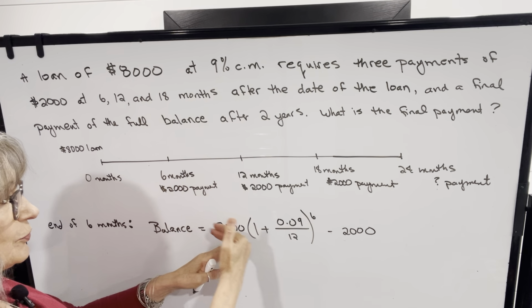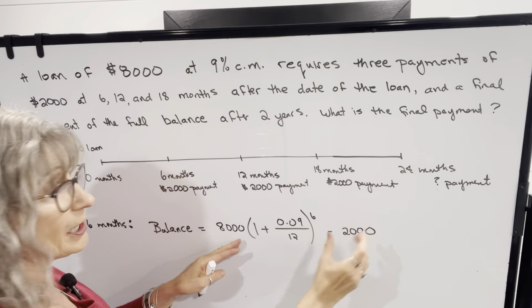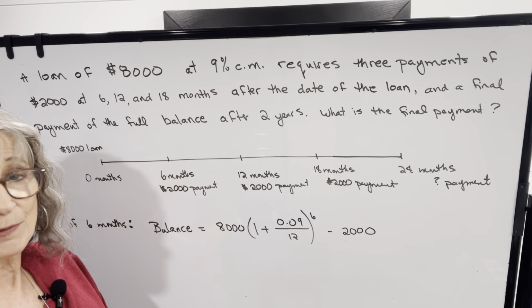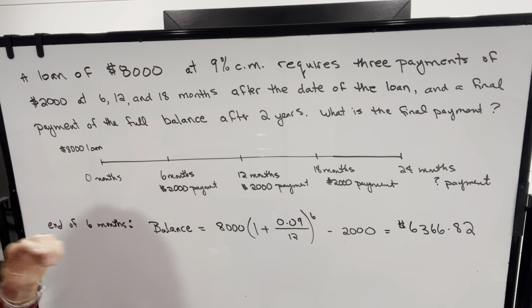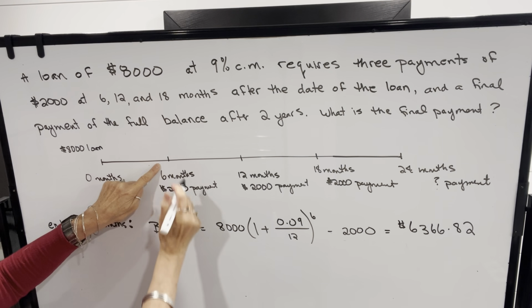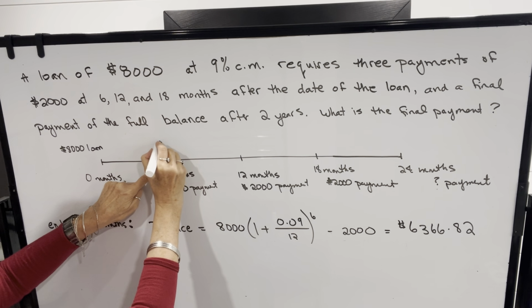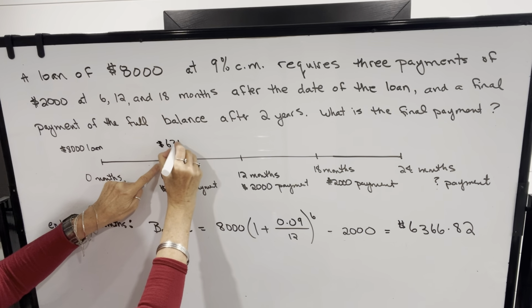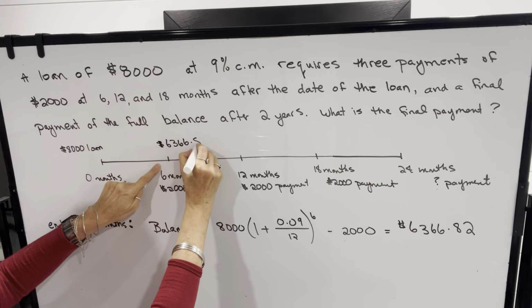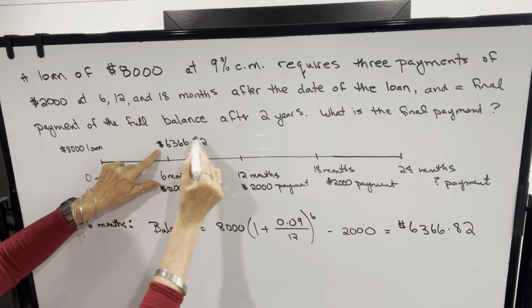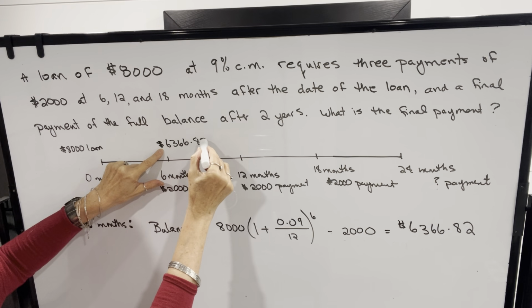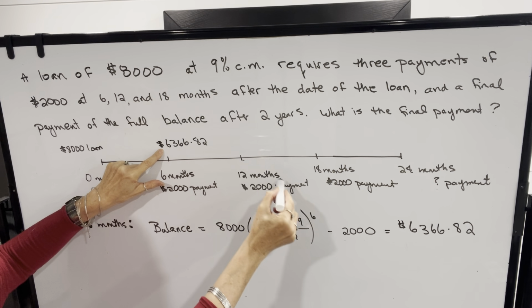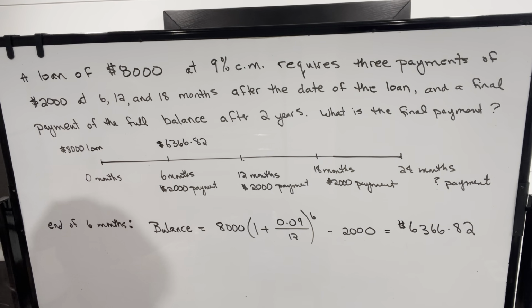So this is going to be the future value, and then we're going to subtract $2,000 for the payment that's made. So at 6 months after we make that payment, the loan is now going to be $6,366.82. Now let's find the future value of this amount at 12 months and then subtract our $2,000 payment.